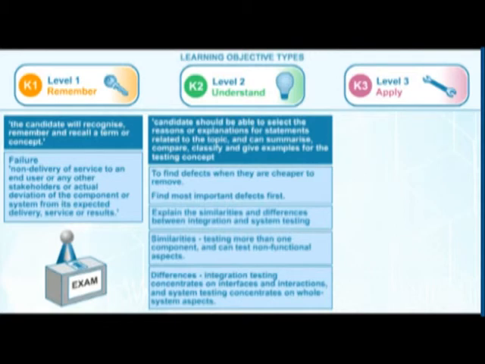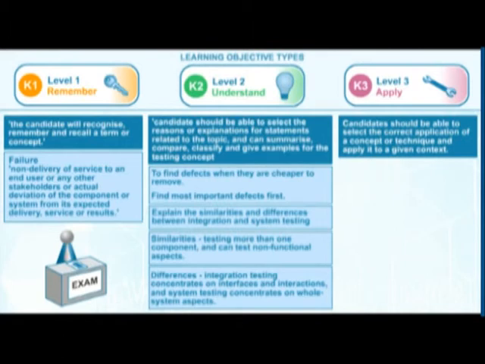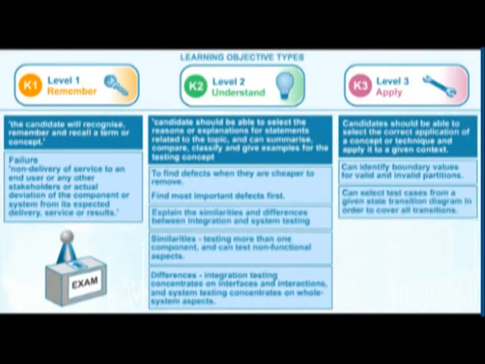Finally, Level 3 or K3, Apply, requires that the candidate should be able to select the correct application of a concept or technique and apply it to a given context. For example, the candidate can identify boundary values for valid and invalid partitions, can select test cases from a given state transition diagram in order to cover all transitions.